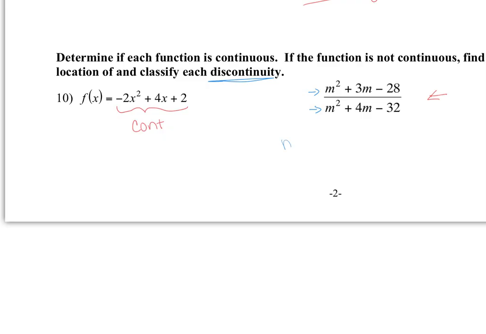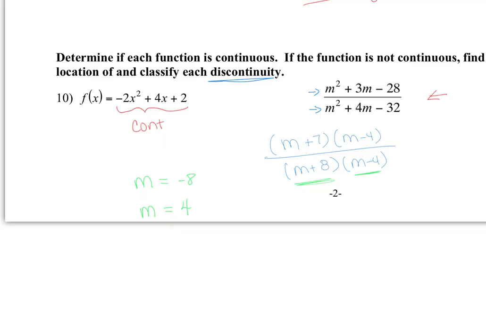And so you're going to factor the top, and you're going to factor the bottom. And you can see that there are two problems in the denominator. You have a potential problem with this m plus 8. So if you had a negative 8 there, that would be a problem. And then you have a problem with this m minus 4. When m equals positive 4, you have a problem.